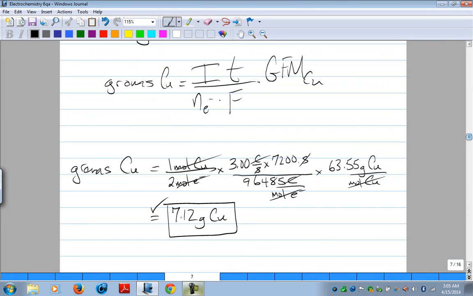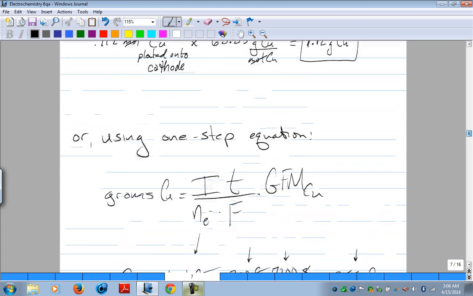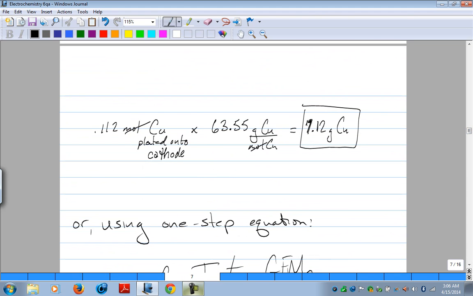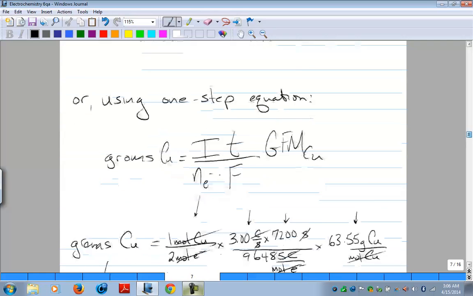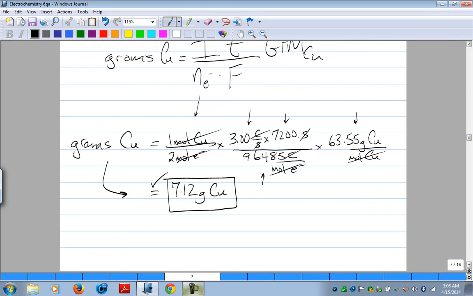So we have 1 mole of copper per 2 moles of electrons. That's the n part. I, the current, T, the time in seconds, 7,200 seconds. That's 2 hours worth of time. Faraday in the denominator, and then the gram formula mass. Wow, you get 7.12 grams of copper, just as we did the logical 3 or 4 step way. So that worked out quite well.